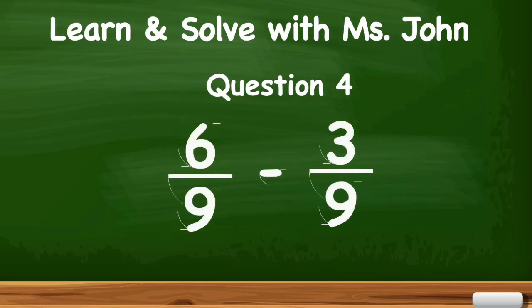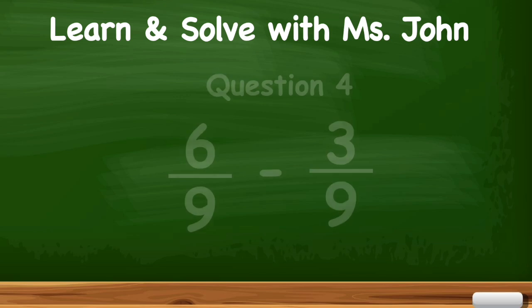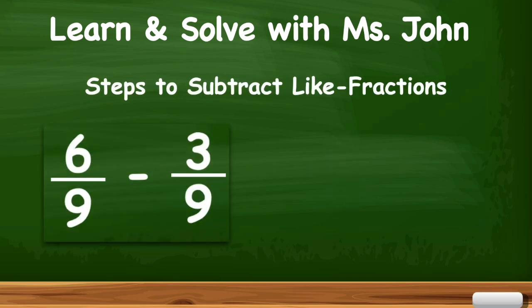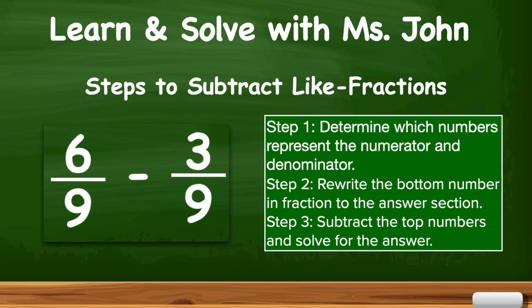Question number 4. We're going to solve 6/9 minus 3/9. So here are the steps to subtract like fractions. Step 1, determine which number represents the numerator and the denominator. Step 2, rewrite the bottom number in the fraction to the answer section. Step number 3, subtract the top number and solve for the answer.